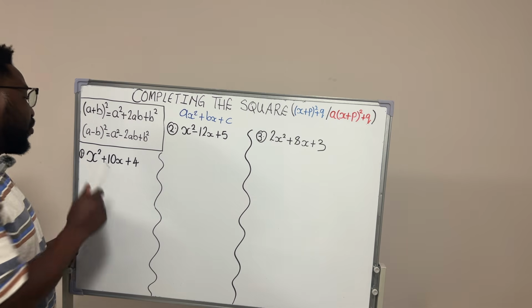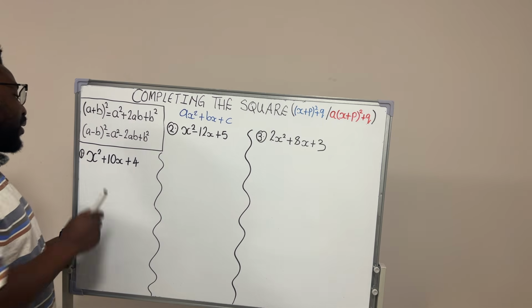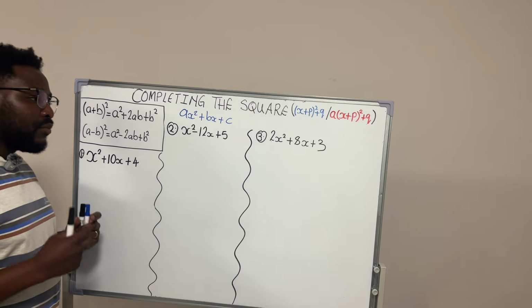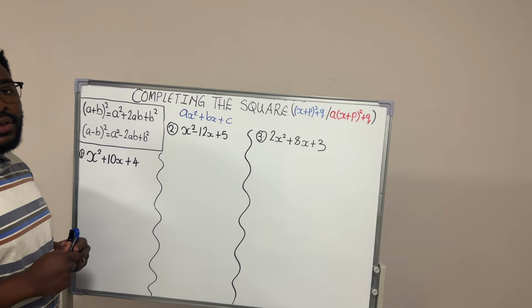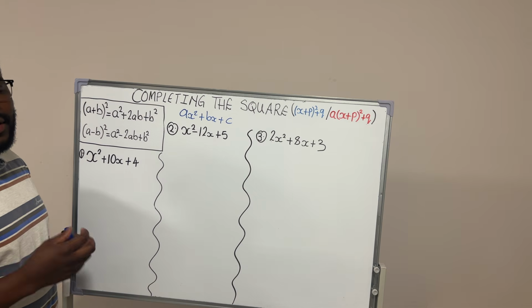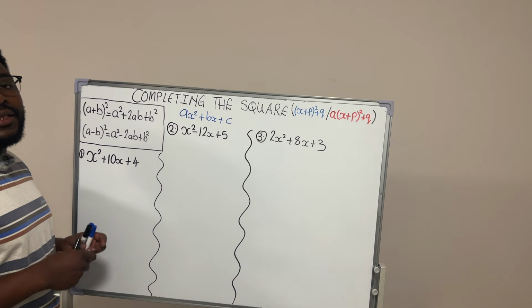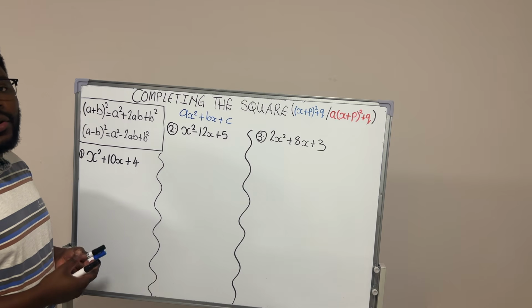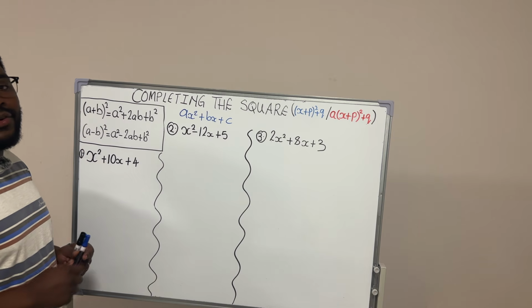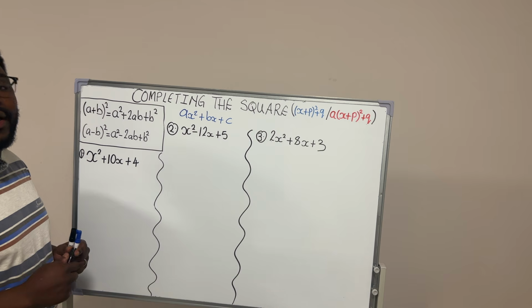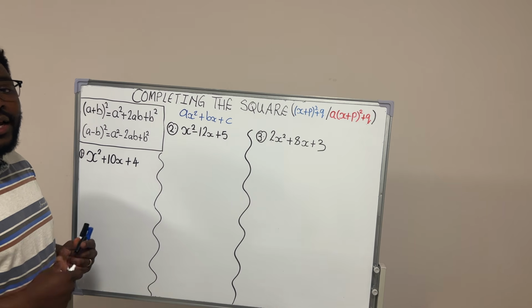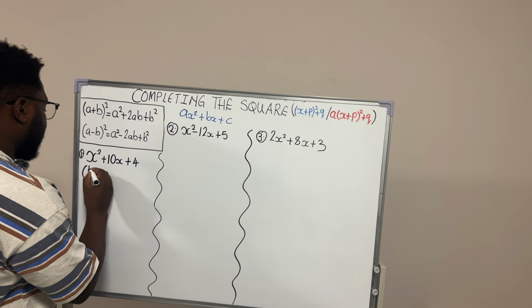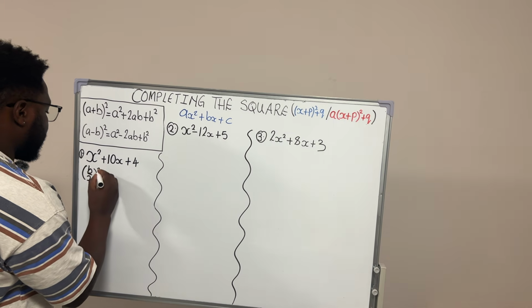If we look at our first question over here, it has a leading coefficient of what? Of 1, right? And what are we supposed to do? We have to find a number that we have to add and subtract so we can create a perfect square trinomial while keeping the value of the expression. Okay, so let's do that. And how do we find that number? We just have to take half the coefficient of x and then square it.